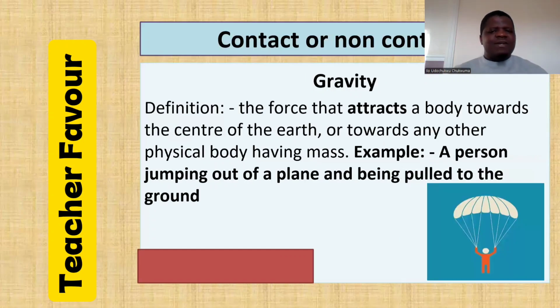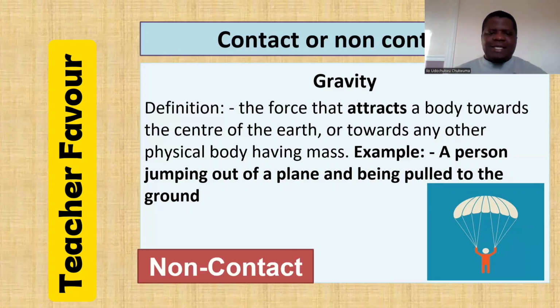Number 2, we have gravity. What is gravity? It is a force that attracts a body towards the center of the earth or towards any other physical body having mass. And we have an example, a person jumping out of a plane and being pulled to the ground. Is it an example of a contact or a non-contact force? It is an example of a non-contact force.